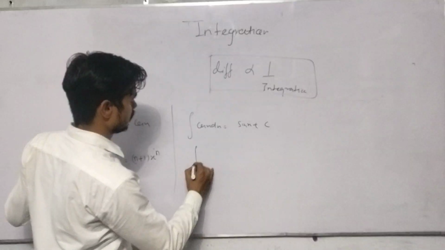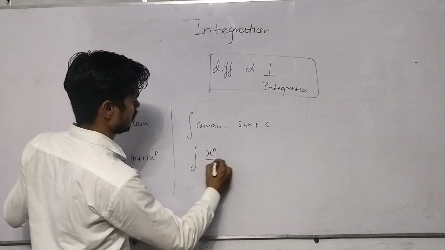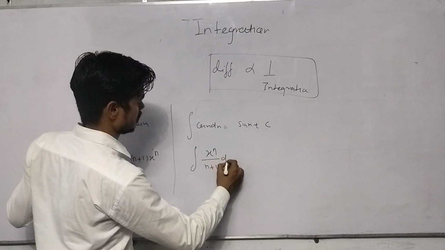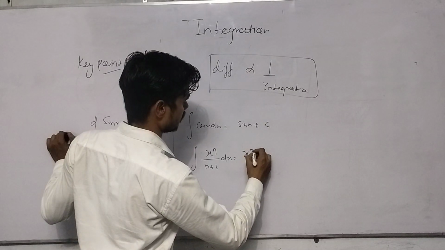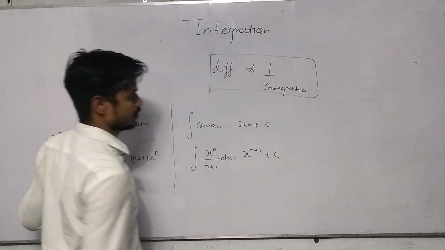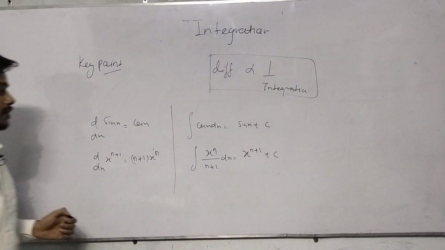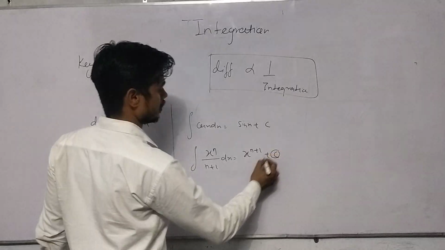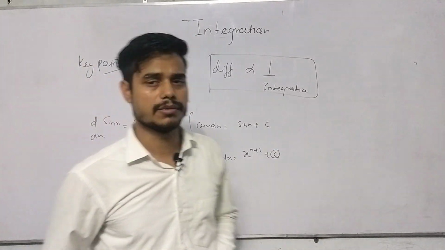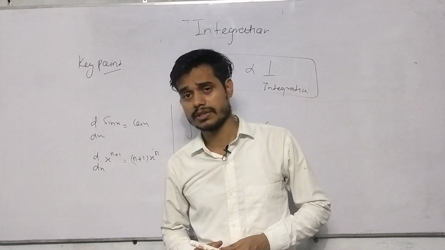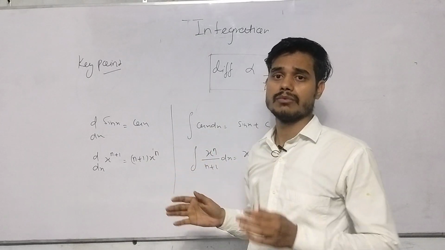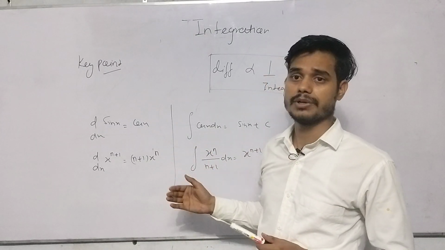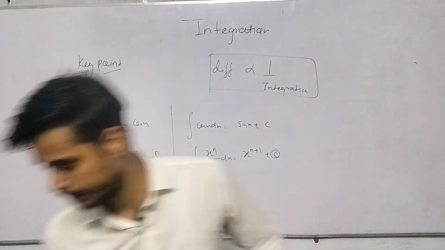In the same way, when we have to integrate x power n dx, what will the answer be? The answer will be x power n plus 1 divided by n plus 1, plus c. Here the value of the c is the family of the curve. There are so many other formulas, so I'm not going to explain all the formulas. Now I'm going to move ahead to the properties of integration.